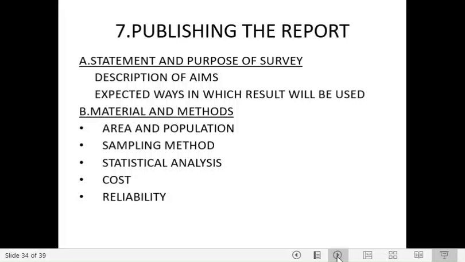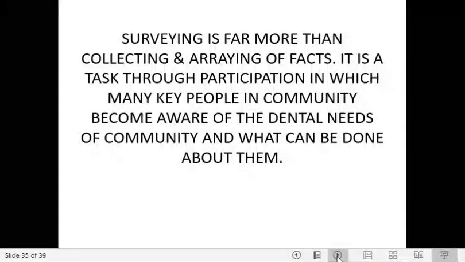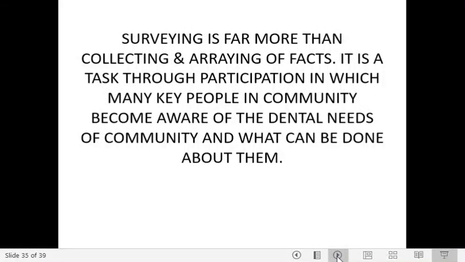And last is publishing the report, which should contain your statement and purpose of the survey with description of aims, expected ways in which results will be used, then materials and method, area and population, sampling method which you have carried out, statistical analysis, cost and reliability. Thus, a survey is far more than collecting and arraying of facts. It is a task through participation in which many key people and the community become aware of the dental needs of the community and what can be done about them.